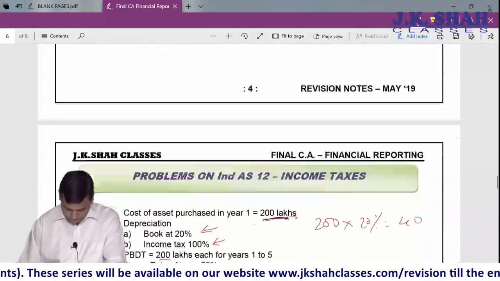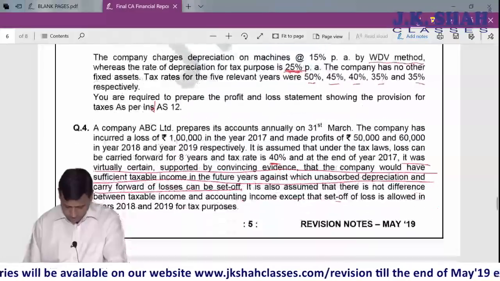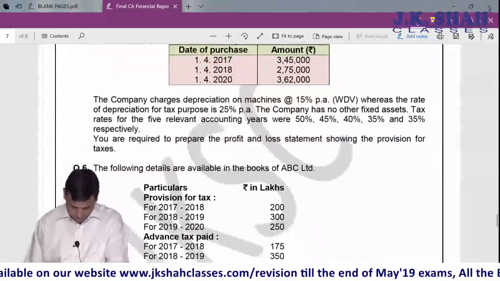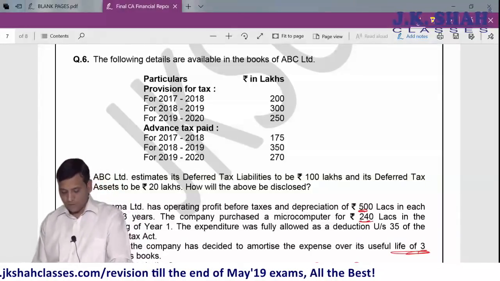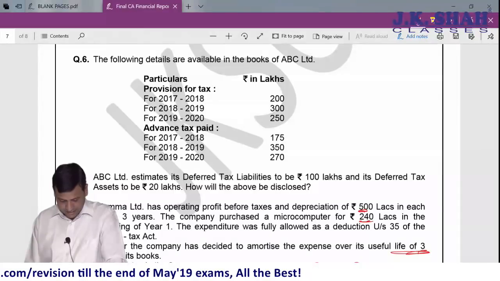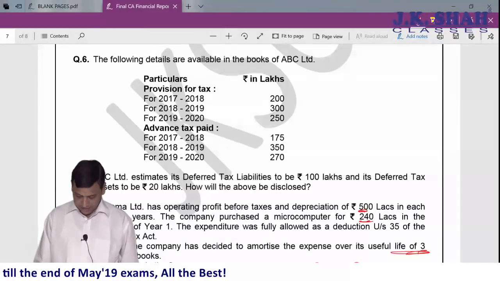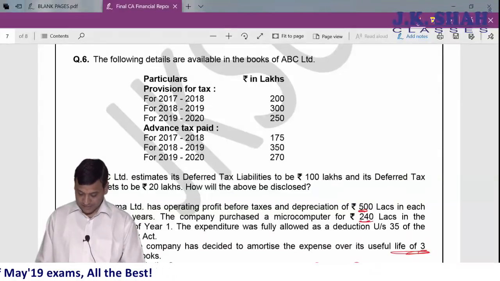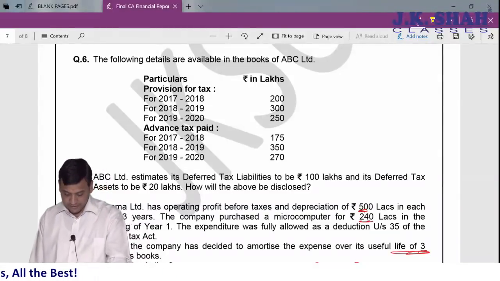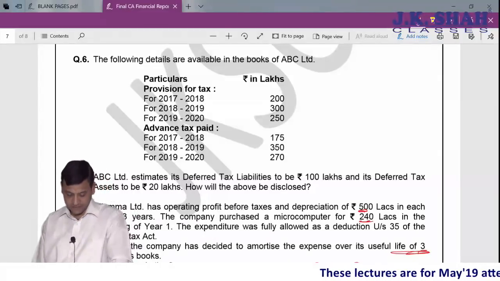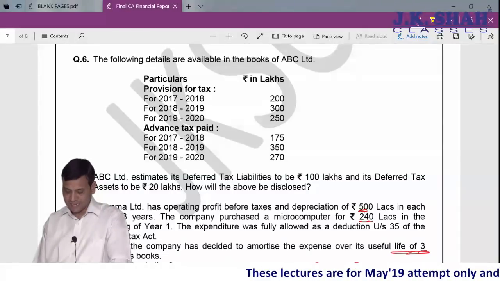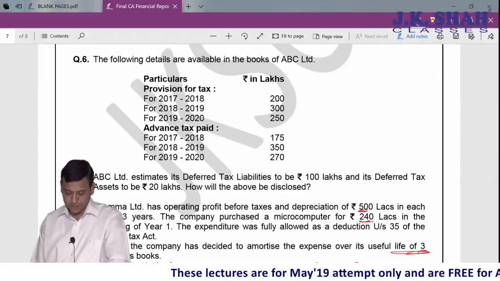सब क्वेश्चन हो गया? 1, 2, 3 is done, 4 was done, 5 was homework, 6. I think this is very simple. The following details are available in the books of ABC Limited. Particulars and rupees is in lakhs. 1718, 200, 1819, 300, 1920, 250. Advance tax 1718, 175, 1819, 350, 1920, 270. ABC Limited estimates its deferred tax liability to be 100 lakhs and deferred tax asset to be 20 lakhs. How it is to be disclosed?